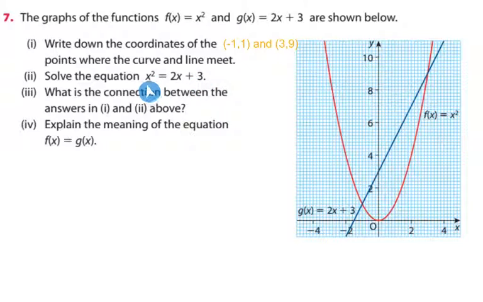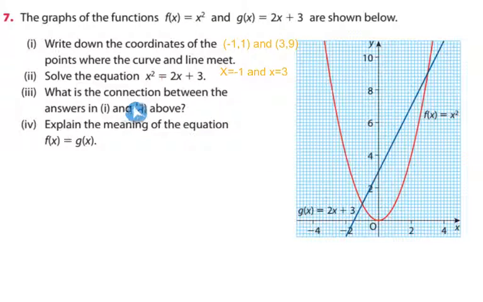I just have to look at the picture to do it, but if I do put minus 1 into this equation, I get minus 1 squared, which is plus 1, and I get minus 1 multiplied by 2, that's minus 2, plus 3, that's equal to plus 1 as well. Equally, if I put 3 in here, I get 3 squared, that's equal to 9, and 2 times 3 is 6, plus 3 is equal to 9. So that's the same. So your answer to this question is x equals minus 1 and x equals 3.